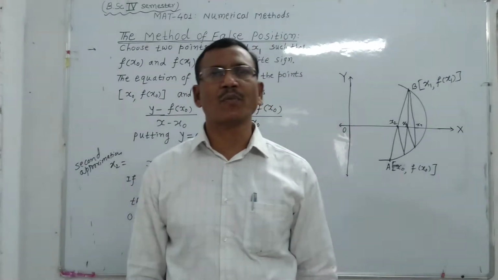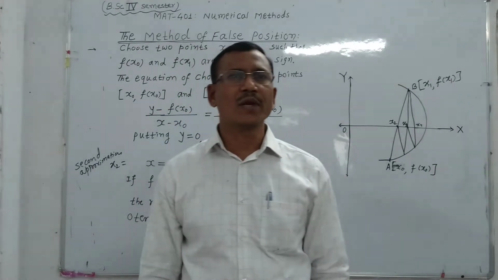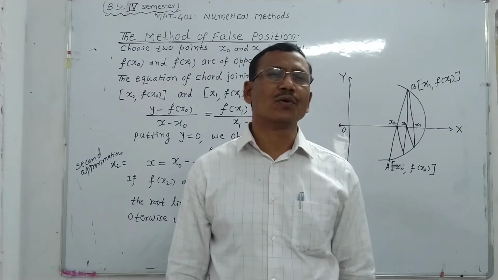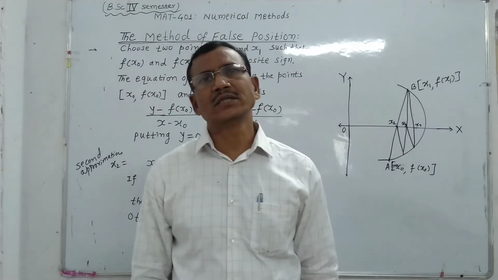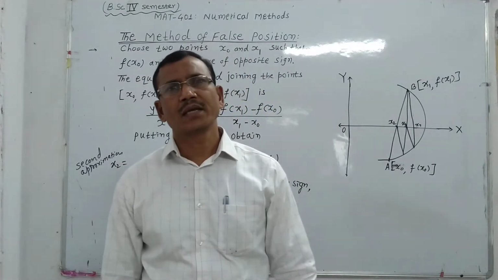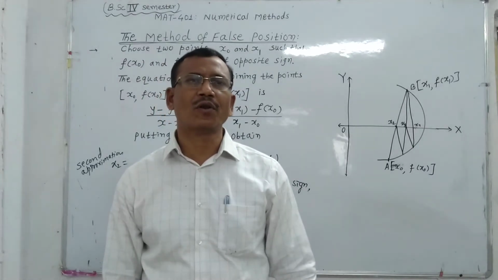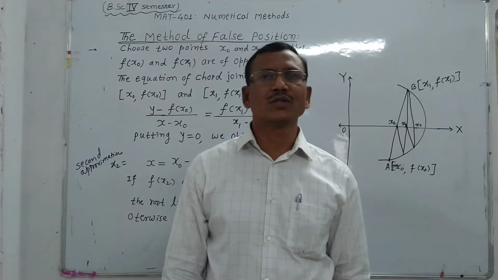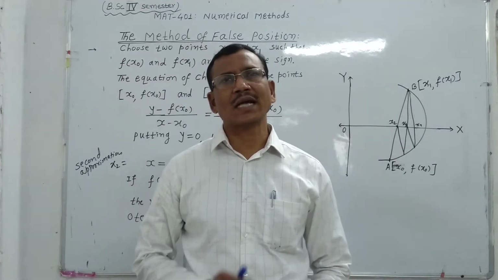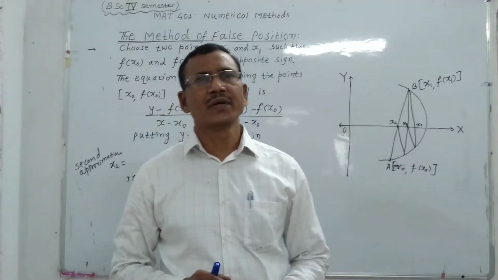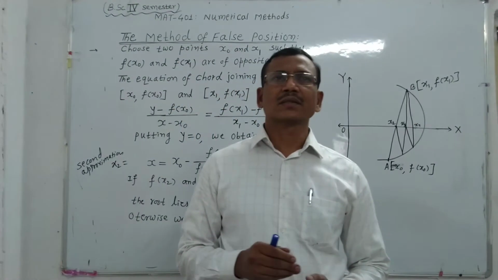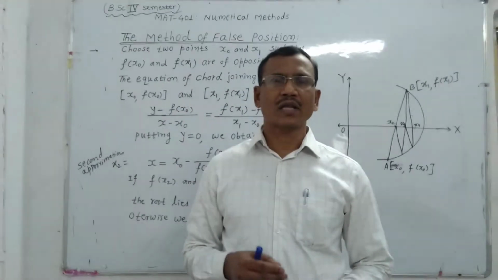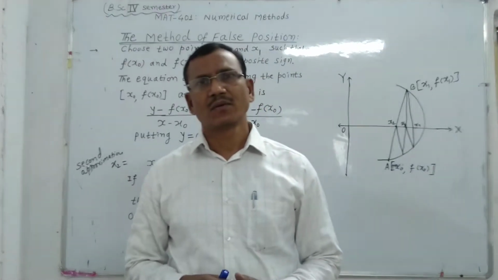Algebraic equation means if f of x is a polynomial of degree n, then f of x equals 0 is called an algebraic equation. And the equation f of x equals 0 is called a transcendental equation if f of x contains other functions such as trigonometric, logarithmic, or exponential functions.